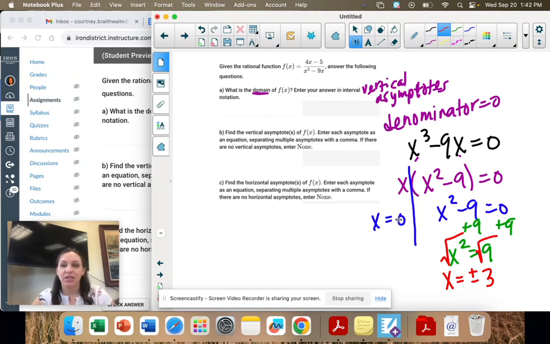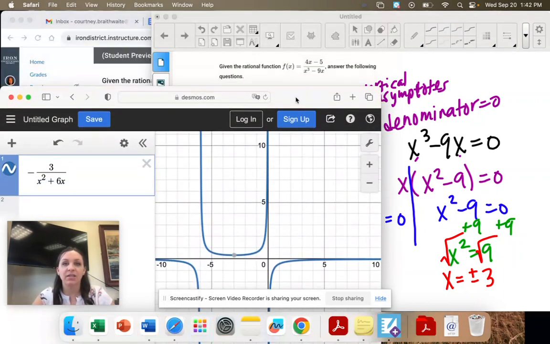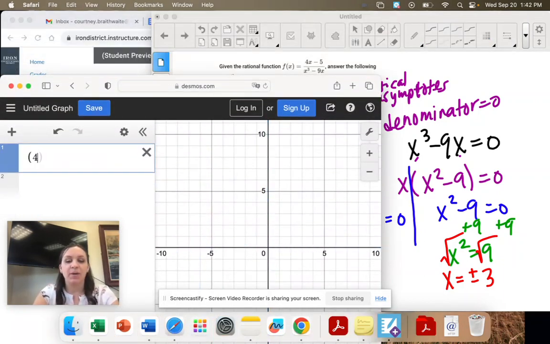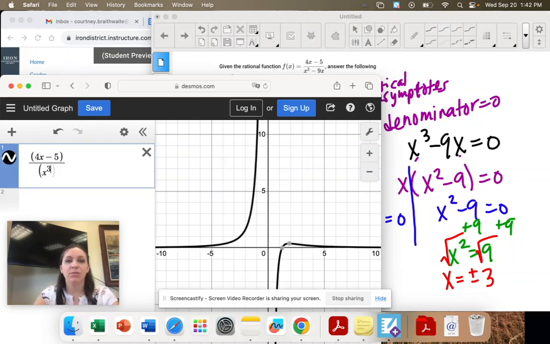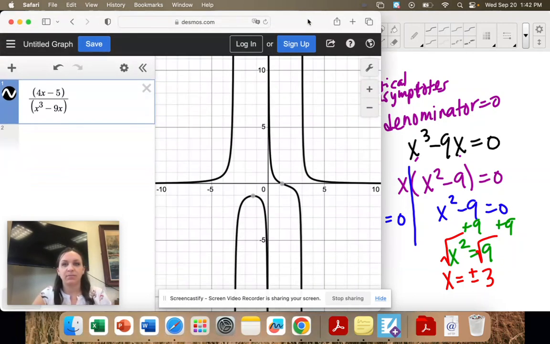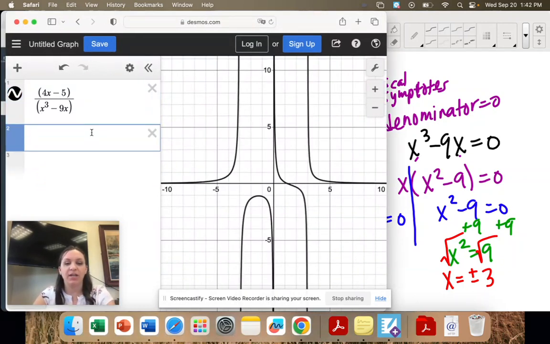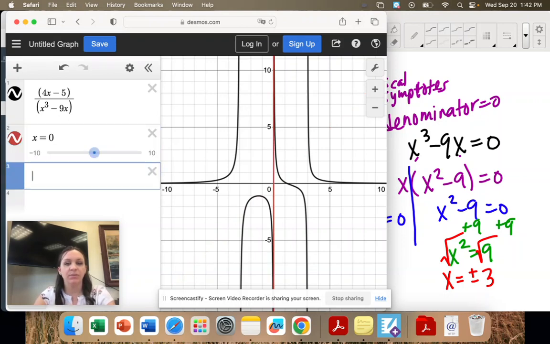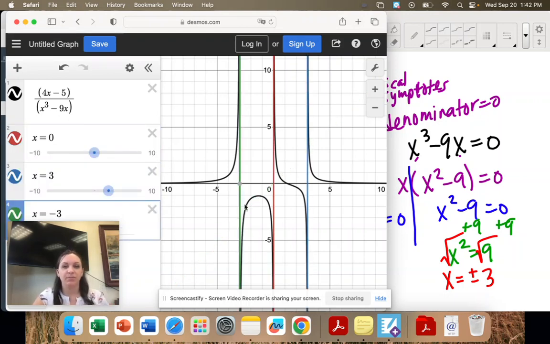So this one, it looks like, has 3 asymptotes, and I'm going to graph it just to check my work. So 4x minus 5 divided by x cubed minus 9x. And I can see on the graph my 3 asymptotes. X equals 0, x equals positive 3, and x equals negative 3.